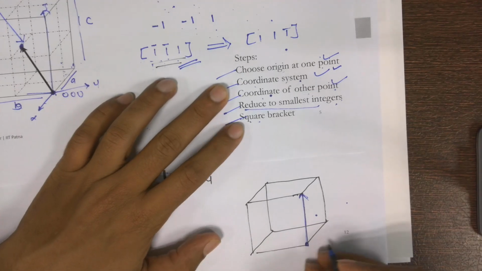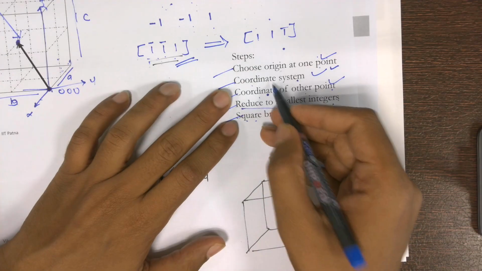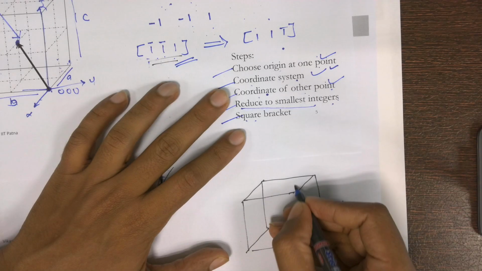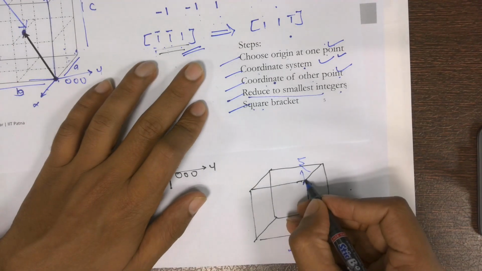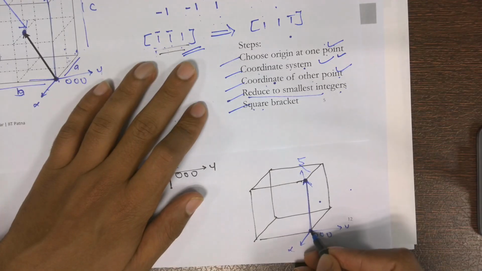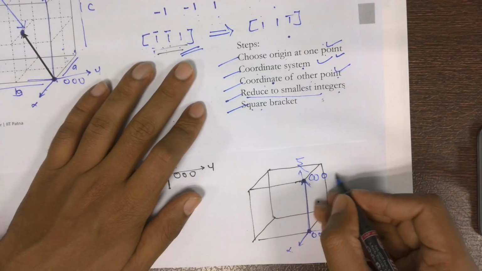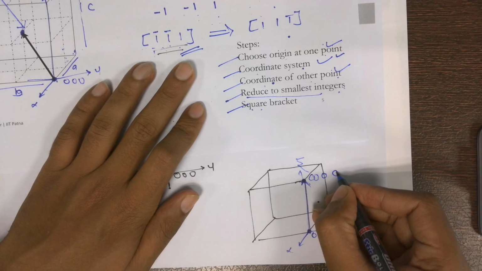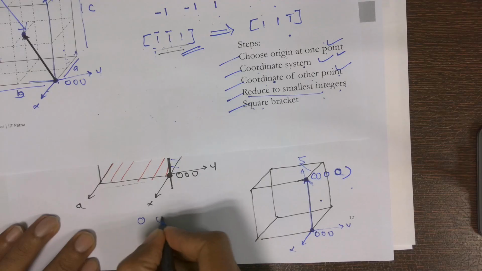We'll first choose the origin. Let's say this is my origin. Now I have to choose the coordinate system. Let's say this is my x direction, this is y direction, and this is z direction. So now I have to find the coordinate of this particular point considering this coordinate system. In the x direction I am moving by 0. Y direction again 0. In the z direction it is by the amount of c. Or if it is cubic, a equal to b equal to c, then c will be equal to a.